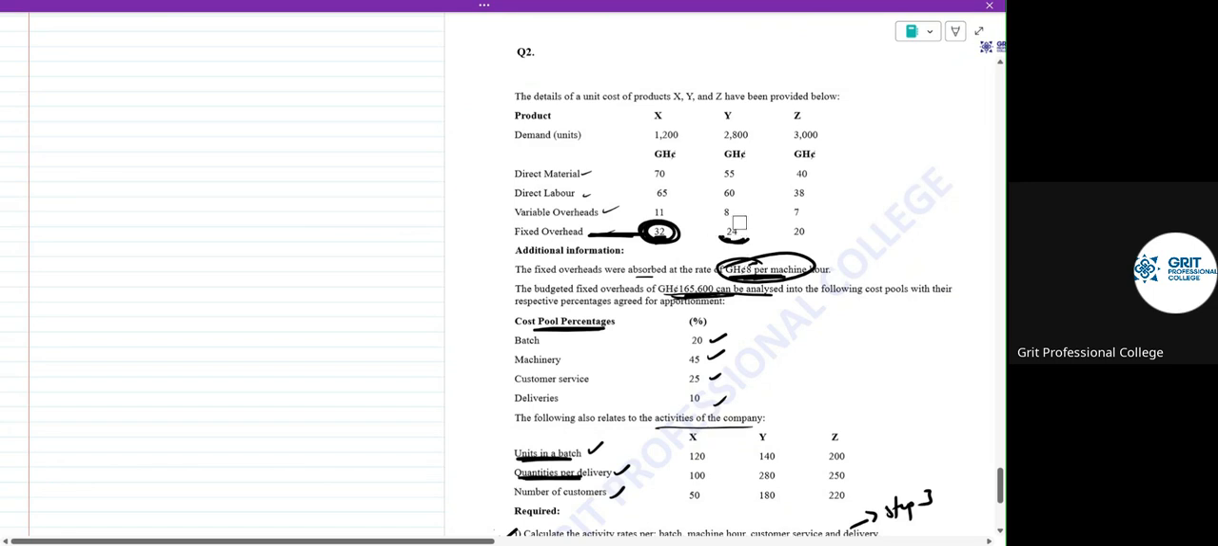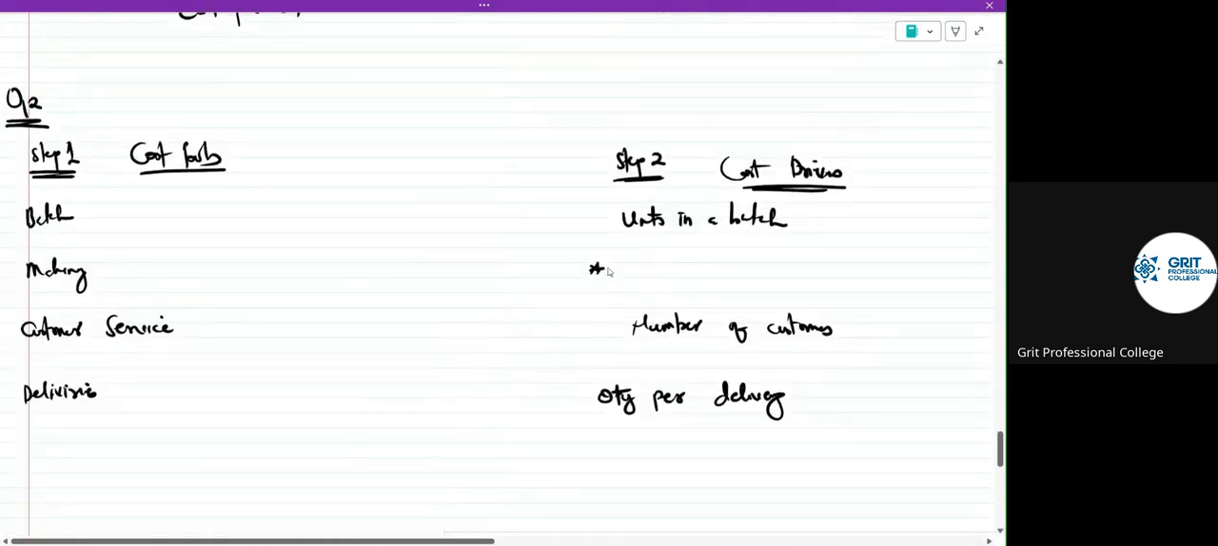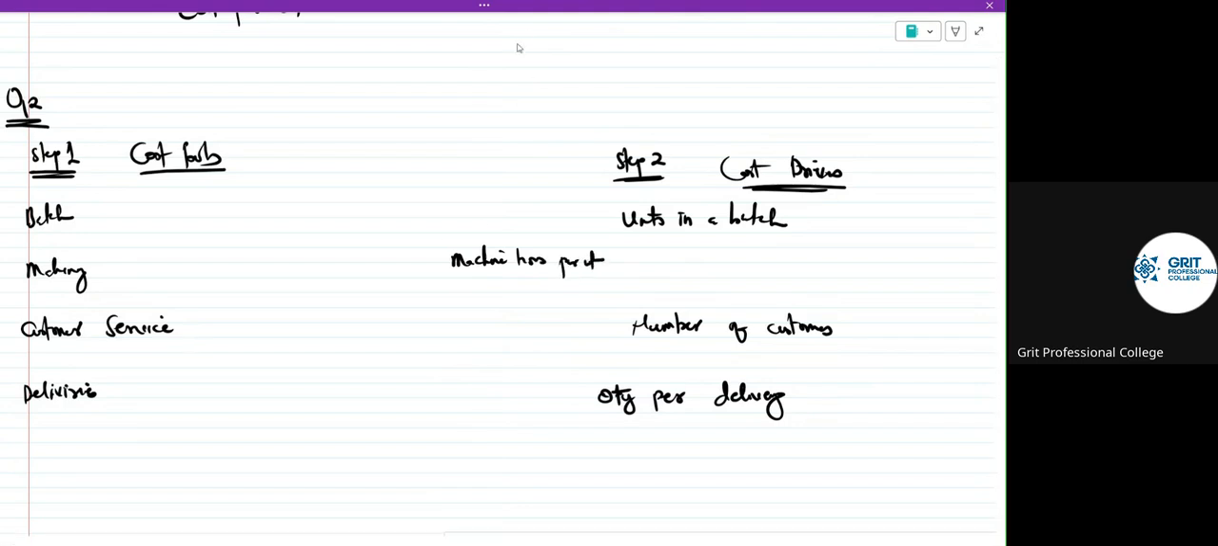The question is that we don't know the machine hours per unit. However, we know the rate that was used to do the absorption, and we know the cost. And so to get the machine hours, we will divide. This is just to get what we have here. So we can first determine the machine hours per unit, and I'm going to put an asterisk here.